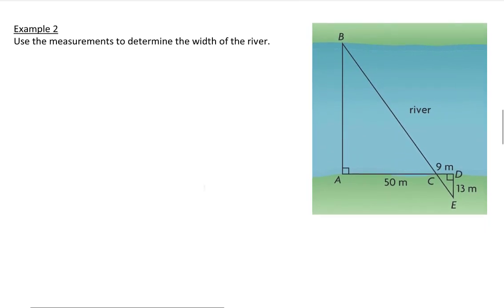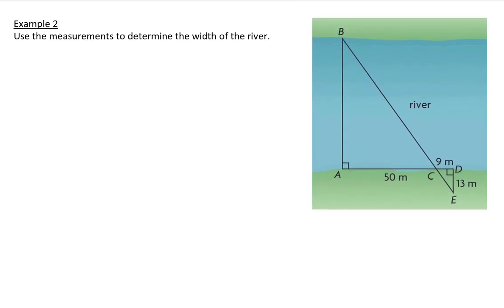All right, let's look at a second example. Use the measurements to determine the width of the river. So again, we have to look at the two triangles, and we have to determine whether or not they're similar. So there will be some angle relationships that you will need to recall from previous years, and those can be found on page 483.